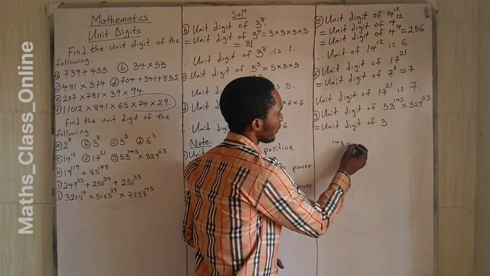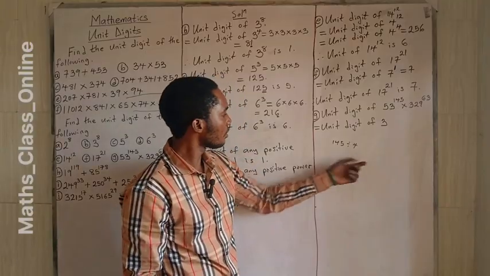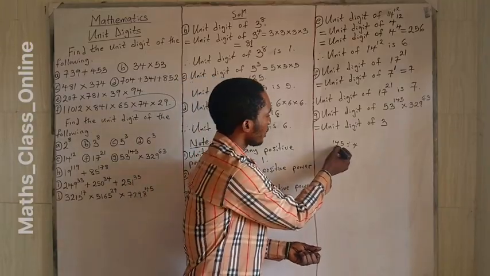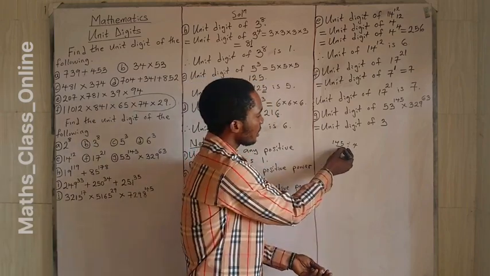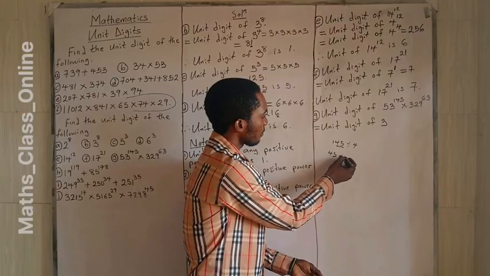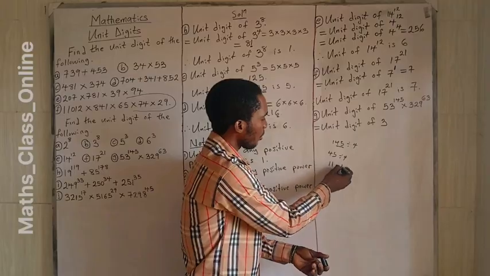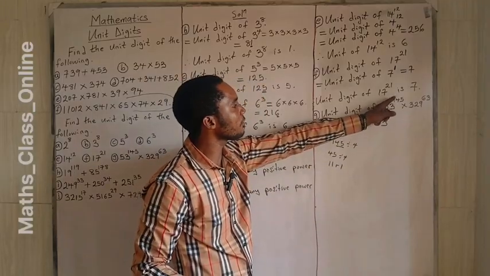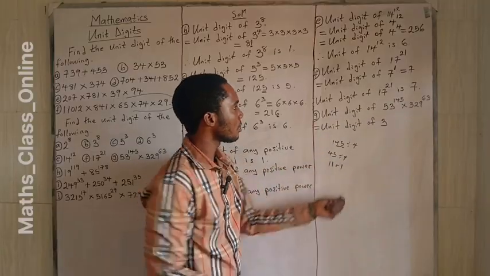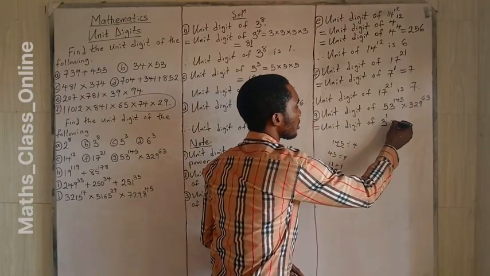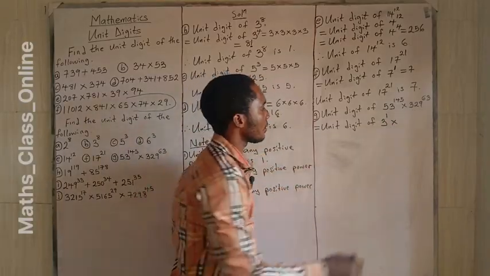145 divided by 4. What is the divisibility rule of 4? A number is divisible by 4 if the last 2 digits are divisible by 4. The last 2 digits here are 45. If we divide 45 by 4, what are we going to get? That is 11, remainder 1. That means if I also divide 145 by 4, the remainder will be 1. So this one will be 3 raised to the power of 1 times the unit digit of 329, which is 9.